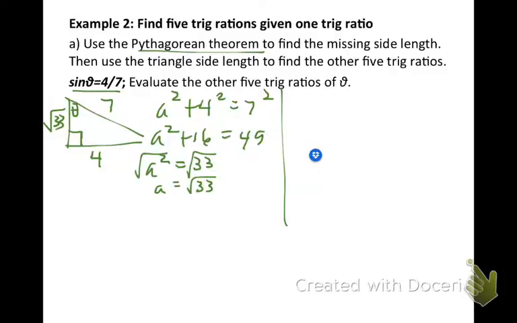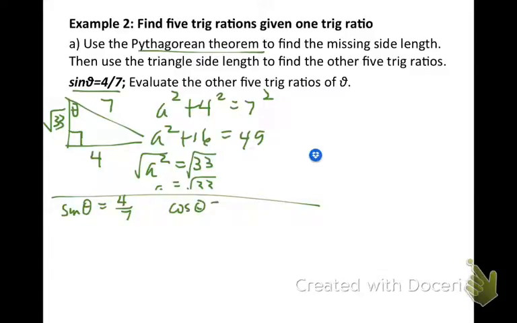And I think I'm actually going to drop down here so that I have some space. So let's just rewrite that the sine of theta is 4/7. We got our triangle right above. So the cosine of theta, put your eyes on theta on your triangle and then look adjacent. That's the side that is next to or touching that angle that's not the hypotenuse. So square root of 33/7.